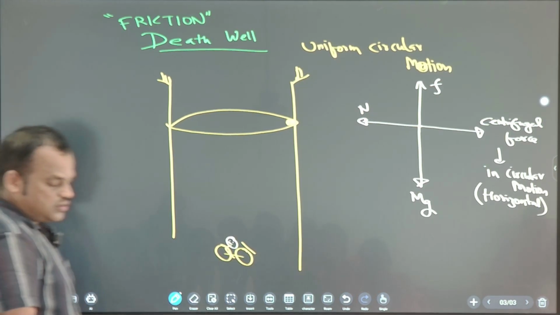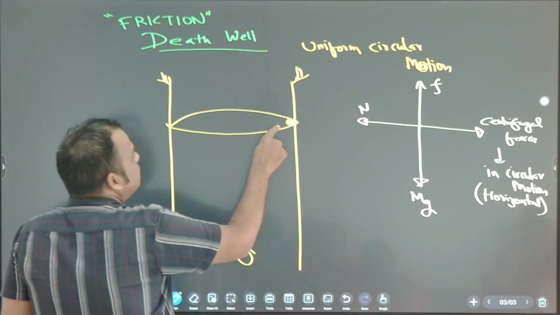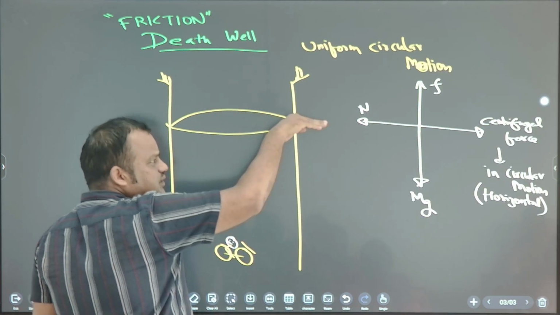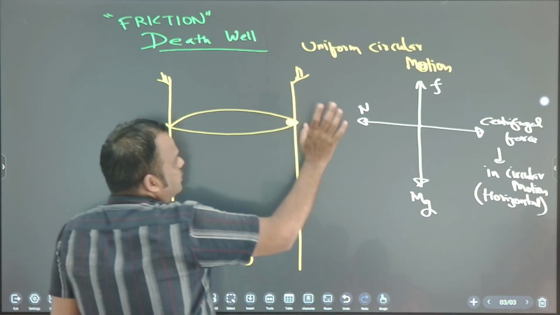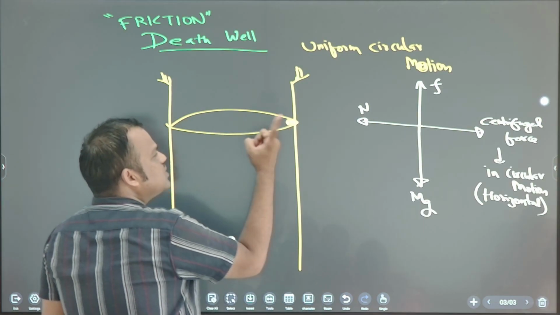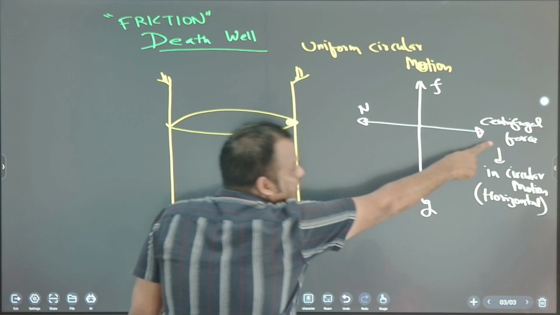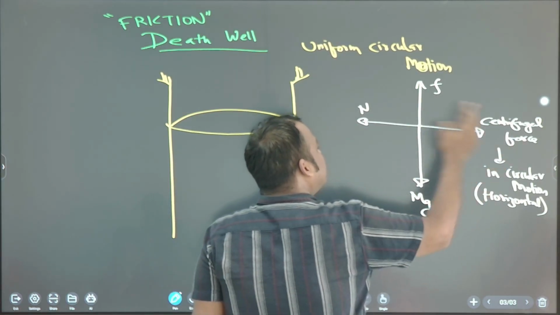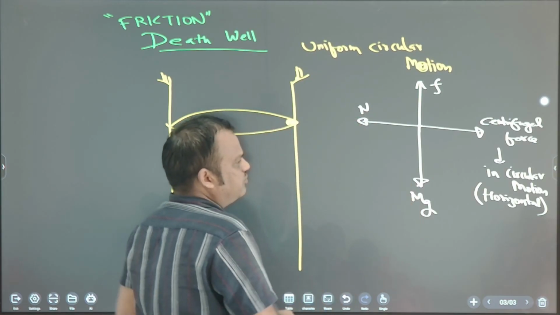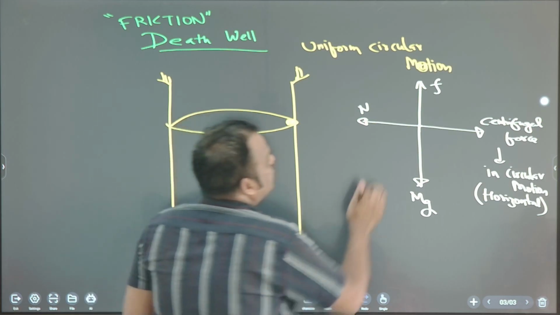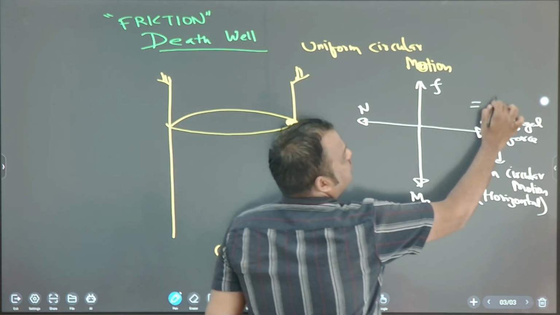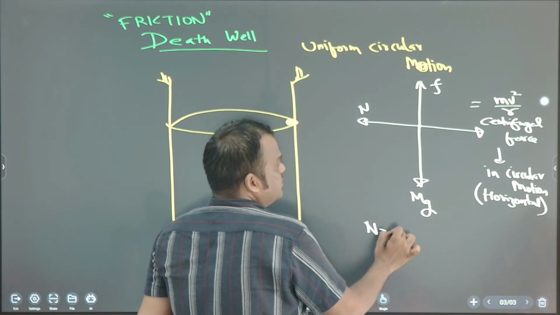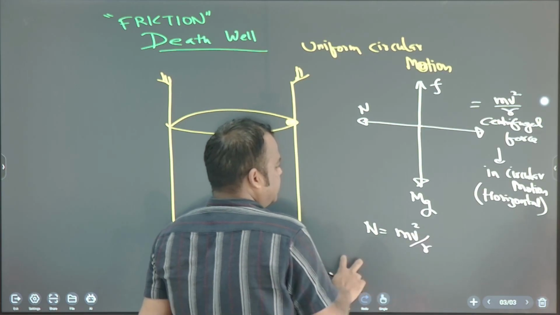So when the motorcycle is here, is there someone pushing it like this? No, because it is in circular motion. Centrifugal force is pushing it here, and that is providing the normal force. So what is the normal value? What is the formula for centrifugal force? mv square by r. So note down: N is equal to mv square by r. Okay, clear?